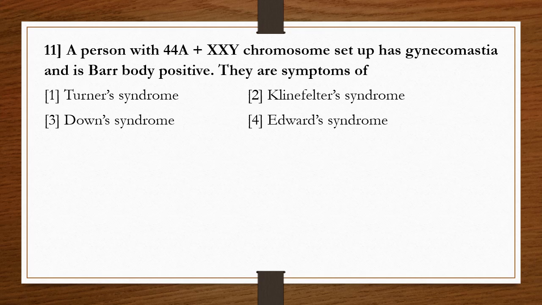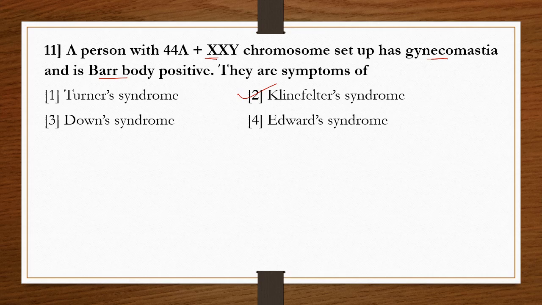Here gynecomastia is nothing but the development of breasts in males. This gynecomastia is a symptom of Klinefelter syndrome. In Klinefelter syndrome, an extra X chromosome is present. That extra X chromosome indicates the presence of a Barr body, and due to the presence of this extra X, the individual is male but develops female characters. So the correct answer is option 2.